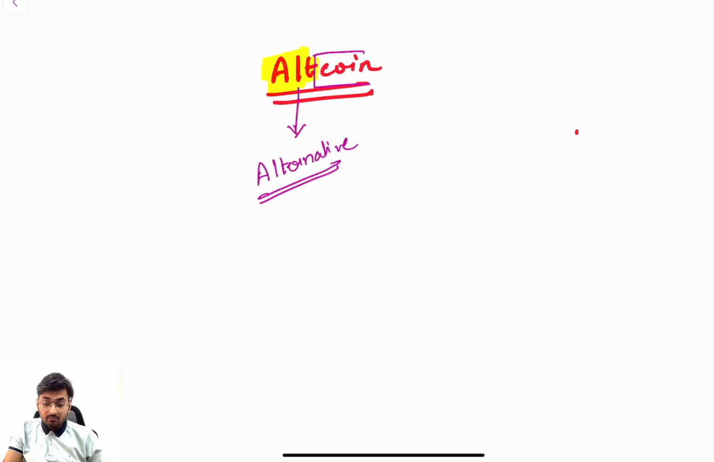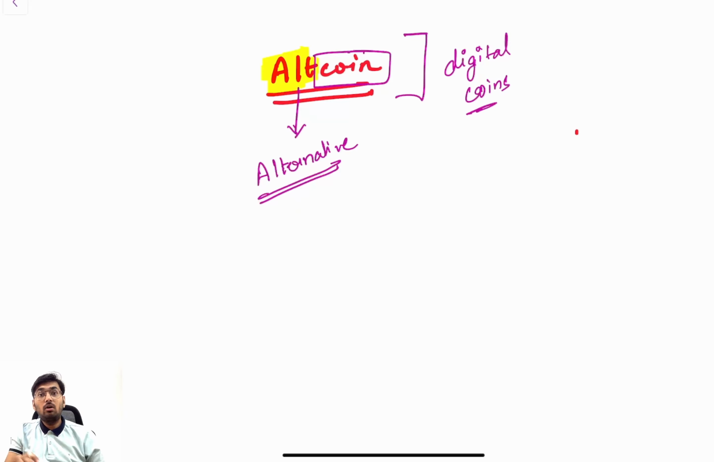Now this altcoin, they are also digital coins, coins other than Bitcoin. Clear? So we will understand how altcoin is different from Bitcoin. See, altcoin is also a coin just like Bitcoin, but there is a difference between both of them. Clear? So we need to understand that as well.